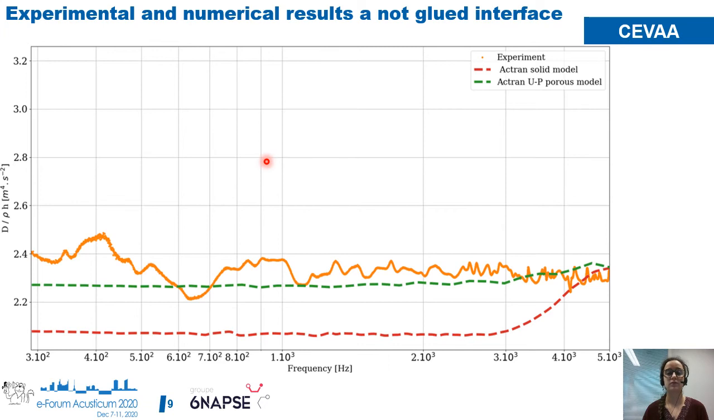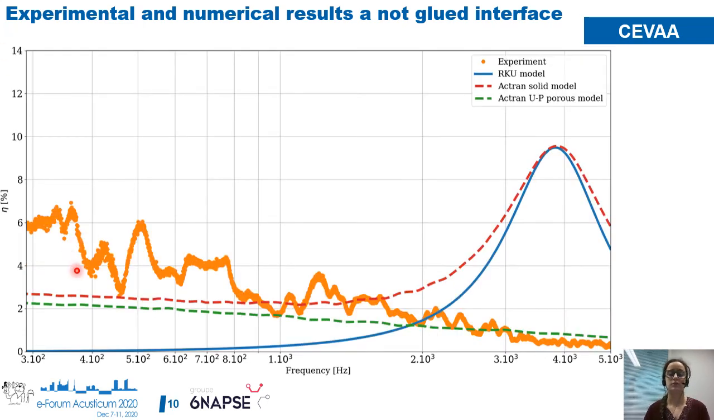Experimental and numerical results, this time of the foam not glued to the steel plate, are compared. The graph presents the rigidity divided by the mass per unit area as a function of the frequency. The orange dot curve corresponds to the experimental values, the red dashed curve is the solid model, and the green dashed curve is the porous model made on Actran software. The numerical model is close to the experimental values at high frequency. But at low frequency, there is a gap between numerical and experimental results.